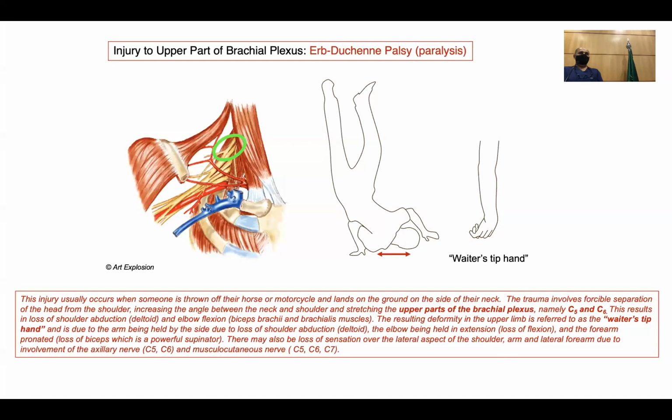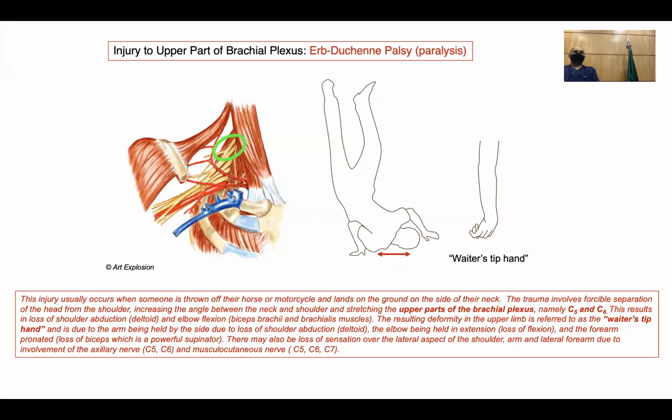This results in loss of shoulder abduction. So shoulder will stay what? Adducted. So you cannot abduct it. And elbow flexion, because extensors are not working, so the elbow will stay flexed. The resulting deformity in the upper limb is referred to as the waiter's tip. Pronated, because you cannot bring supination, so it remains pronated. This is the posture. Yes, continue.